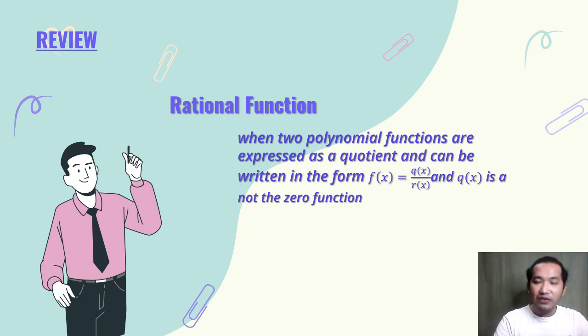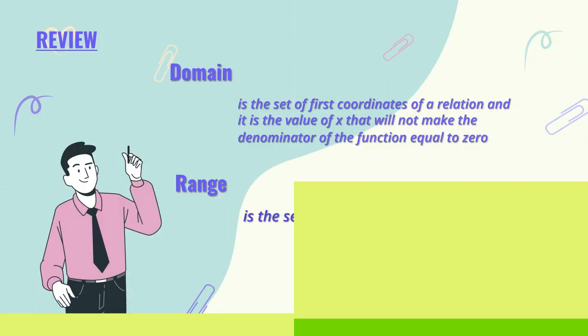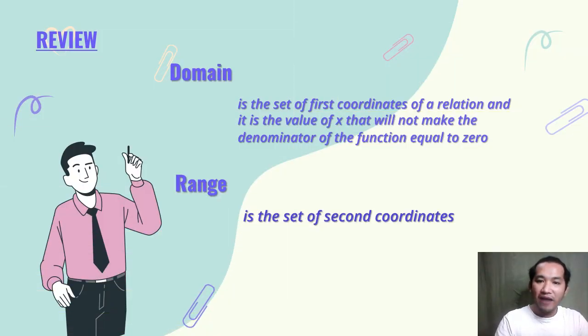Again, a rational function is when two polynomial functions are expressed as a quotient and can be written in the form f of x is equal to q of x all over r of x, where r of x must not be equal to 0. The domain of the function is the set of the first coordinates of the relation, and it is the value of x that will not make the denominator of the function equal to 0. The range is the set of second coordinates.